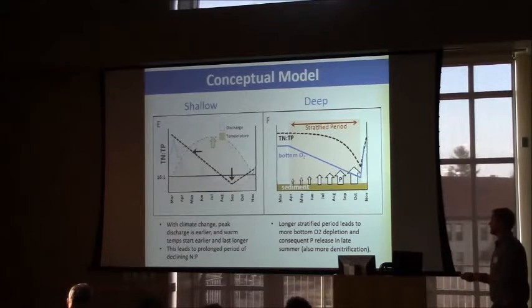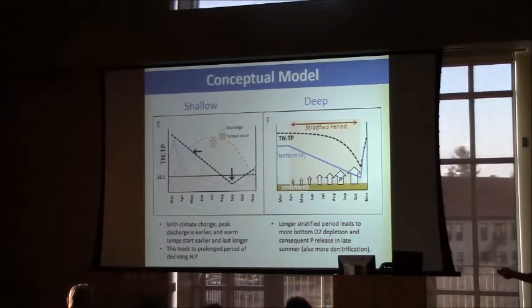What we might expect to see under a climate change scenario is that the hydrograph will be pushed earlier into the season, the temperature will increase earlier in the season, and that warm season will last longer. So this should push this whole curve to the left, resulting in earlier depletion of the N:P ratio, an earlier drop into nitrogen limited territory, and potentially more severe blooms. By contrast, in deep segments, we expect to see a longer stratified period, so more time for that bottom water oxygen to deplete, more potential for phosphorus release in these deep lake areas, and again, the potential for more intense blooms there.